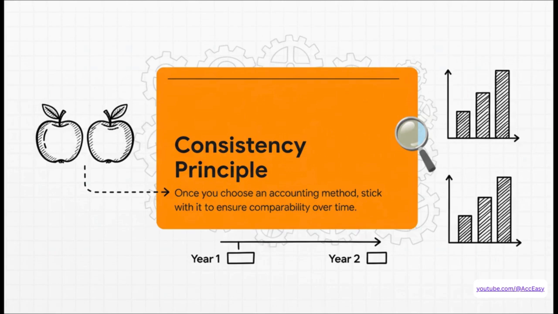Next, the consistency principle. This one's simple but incredibly powerful. Once you pick an accounting method, you have to stick with it. Why? Because this allows for a true apples-to-apples comparison of a company's performance from one year to the next. If a company could just break this rule, they could easily hide a terrible year just by changing how they calculate their inventory, making it impossible for investors to spot the real trend.